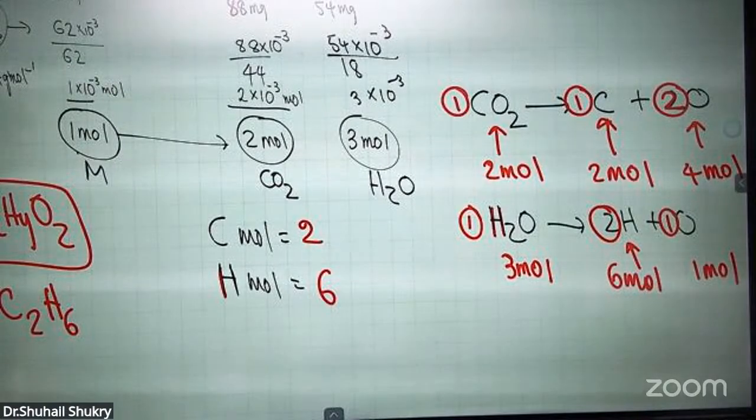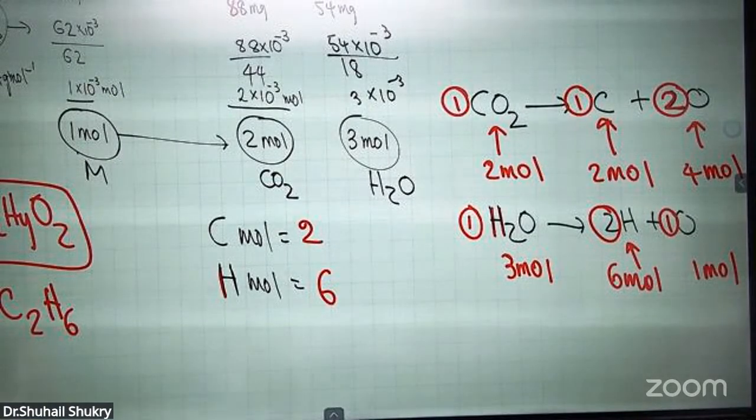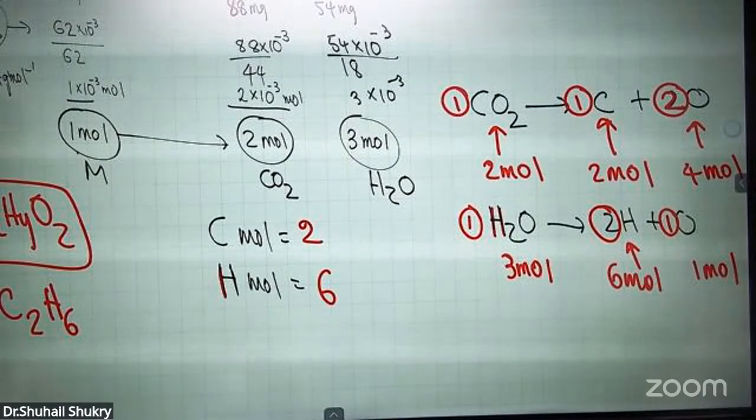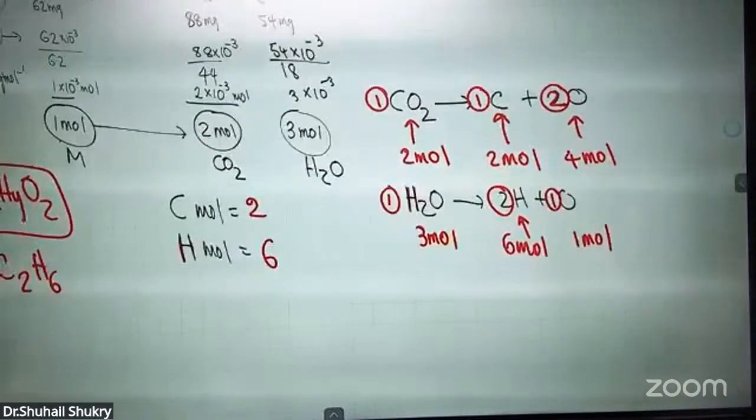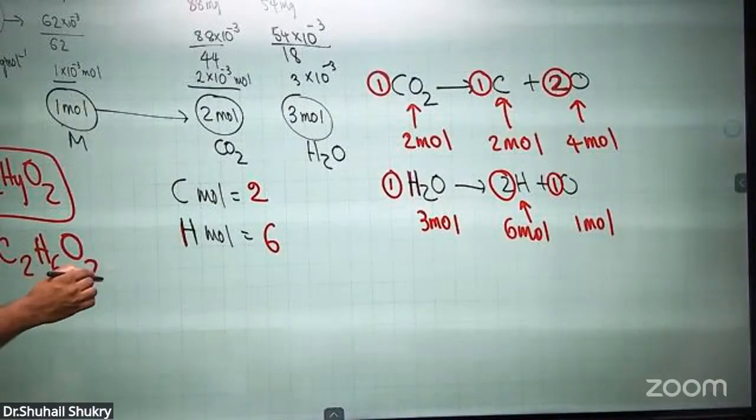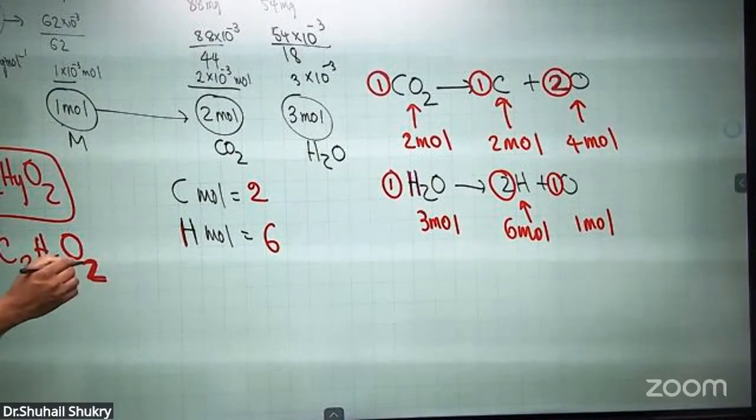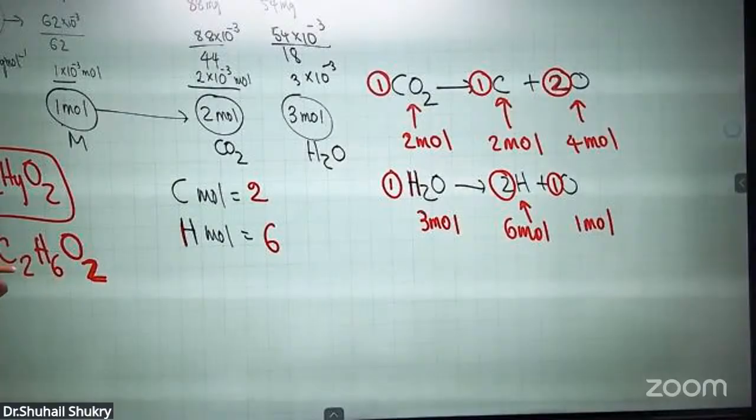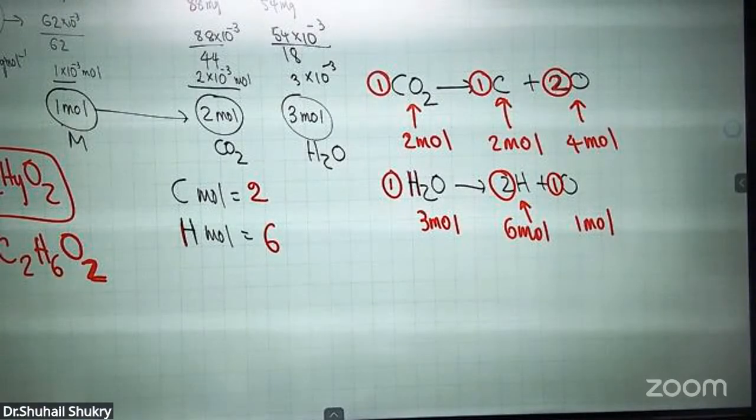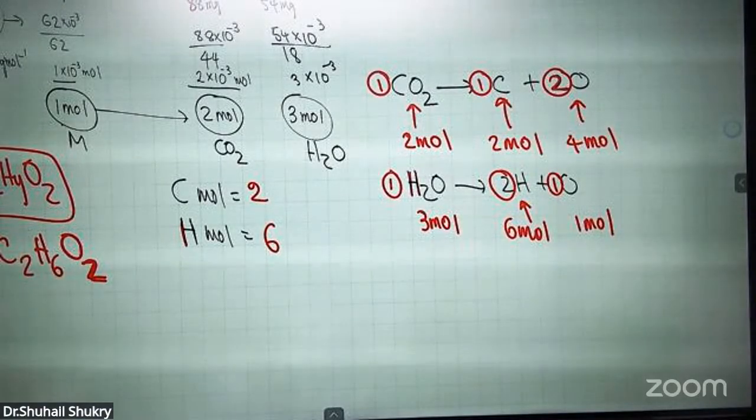But I know the molar mass of the compound. Then I can find the oxygen, and I will write it as Z. Now I don't know how many oxygens are here. I have found only the carbon and hydrogen so far, but I don't know how many oxygens are in this.